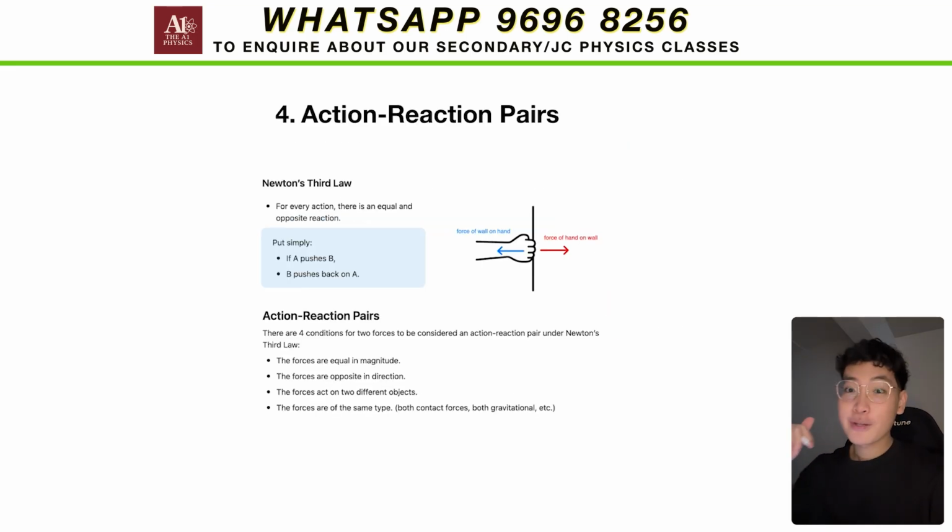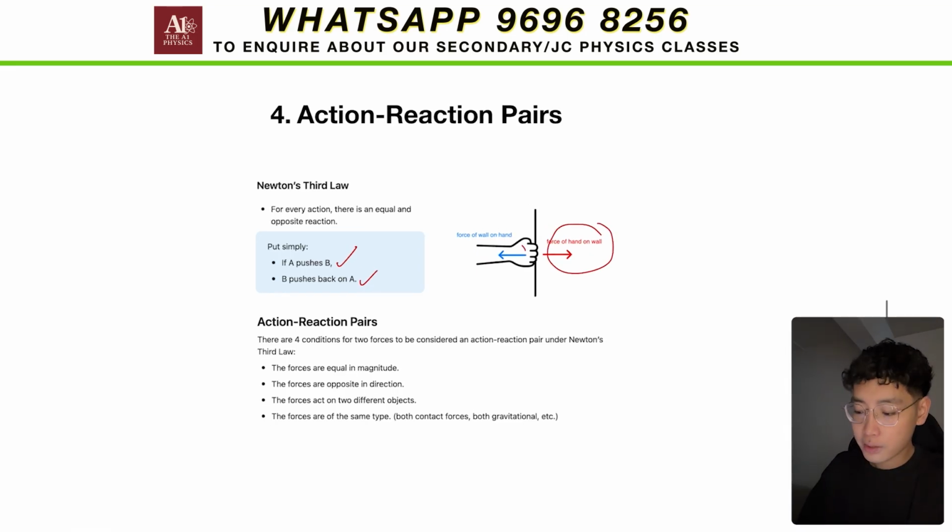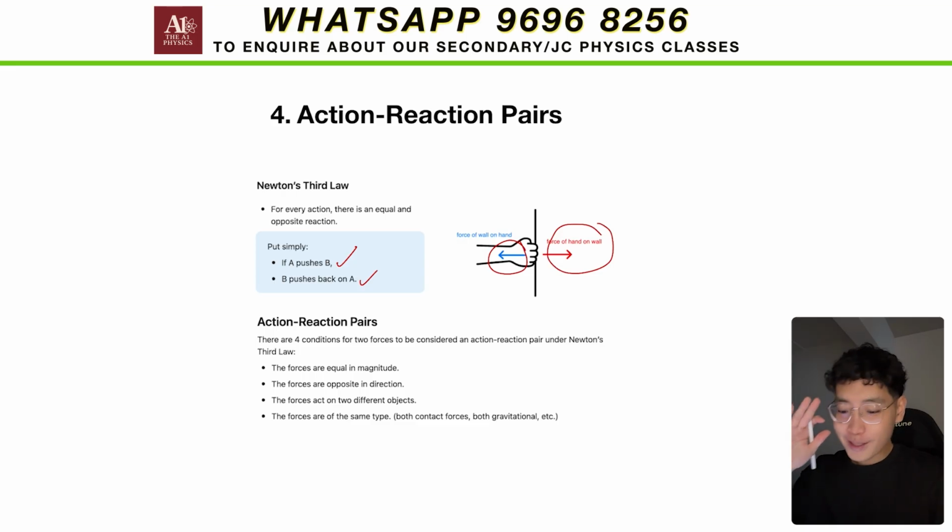Now let's talk about action-reaction pairs, which is basically Newton's third law. This is one of the most misunderstood concepts in the entire O-level physics, but I promise you that if you truly understand this concept, it's not that difficult and it'll put you ahead of so many students. So what's Newton's third law? It says that for every action, there's an equal and opposite reaction. So if A pushes B, B will push back onto A. For example, if I punch the wall, the wall is going to punch me. Sounds simple, but it's not that simple.